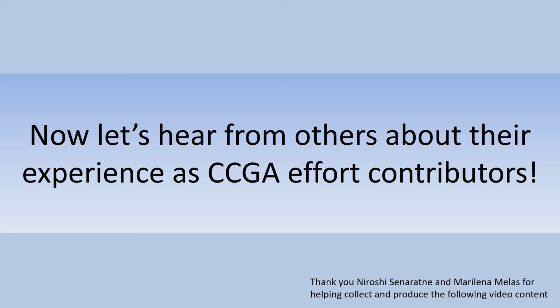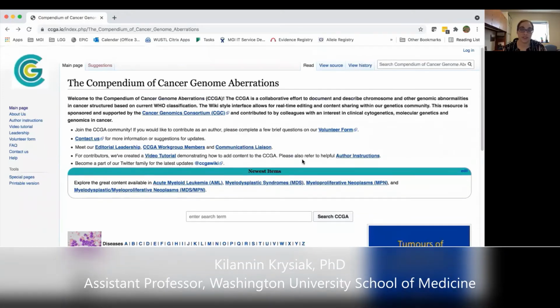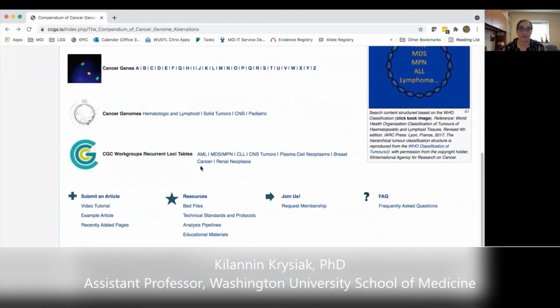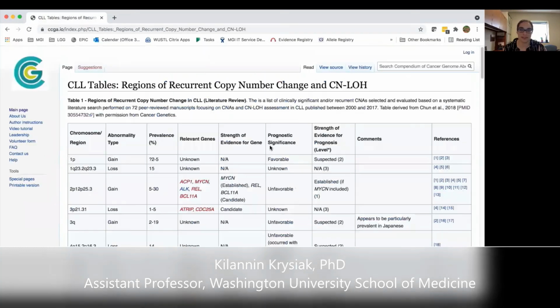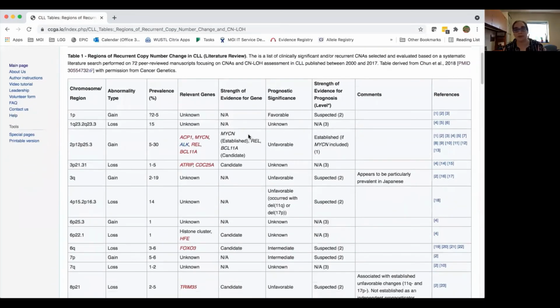Thank you. The CCGA has allowed me to connect with both junior and more experienced colleagues to help build a wiki-style contribution to the cancer genomics community based on WHO classification. One of the CCGA features that I find really convenient are the aggregation of all these different recurrent loci tables. These are taken from different CGC publications, and these are great literature reviews from experts in the field, and having them all in one place and easily accessible is really convenient.